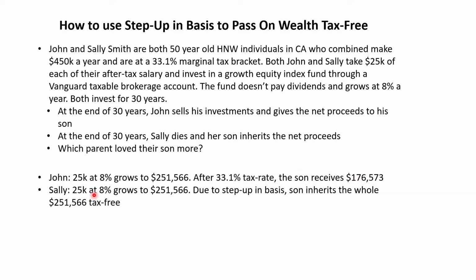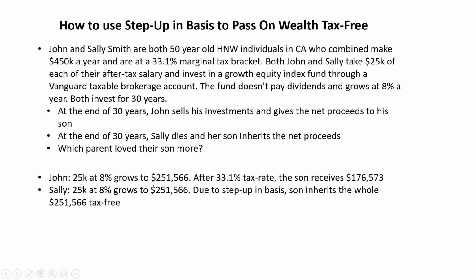However, Sally, because she passed on the assets through death and utilized the step up in basis provision, that $25K still grows to $251,000. But however, due to step up in basis, the son inherits the assets. So there's no paying taxes and then gifting. So the son inherits the whole $251,000 tax-free.